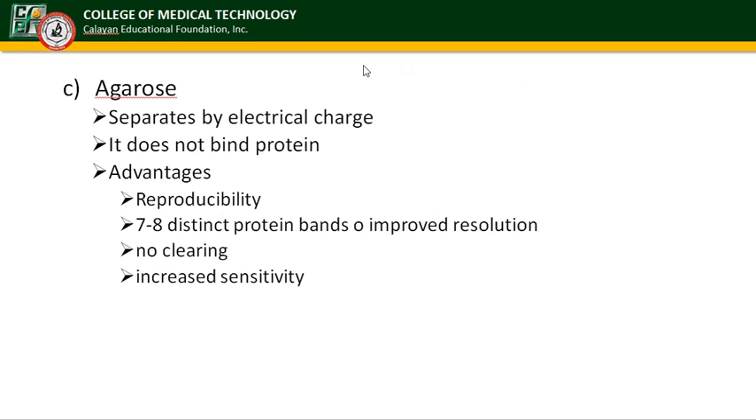Next is agarose. Separates by electric charge. It does not bind protein. So, advantage nito is the reproducibility. So, madali siyang paulit-ulitin or ulitin ang ating test na ginawa. 7 to 8 distinct protein bands or improved resolution. So, no clearing required and increased sensitivity.